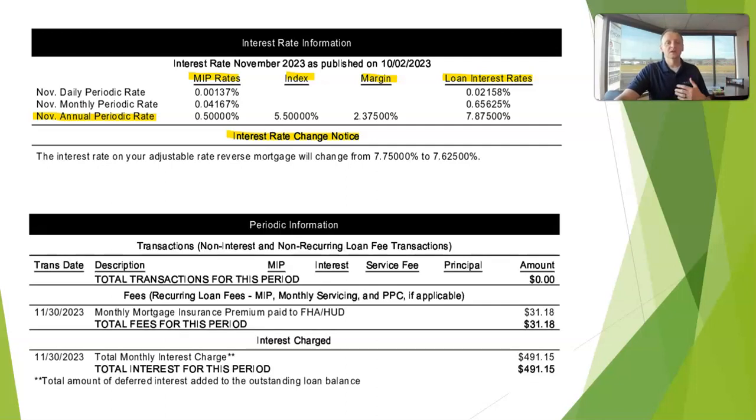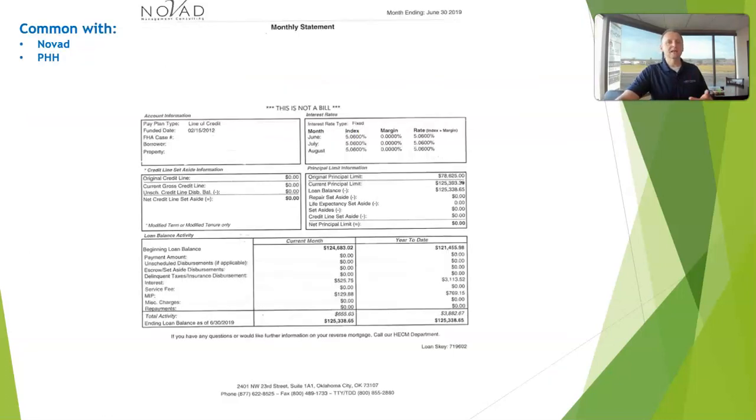Another section here that may be of interest to you is the periodic information. This will show you in detail how much you were charged last month for mortgage insurance, how much interest you were charged that went to the bank. Again, you're not paying any of this, it's being added to your loan balance, but this is how you keep an eye on how much is being added. This is the next most common statement.